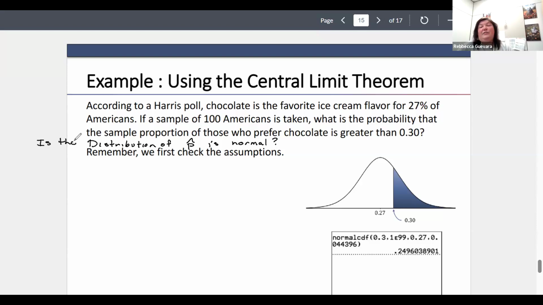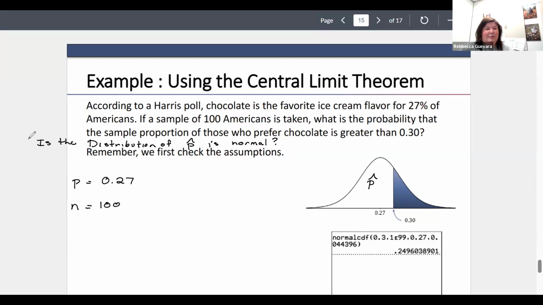According to Harris poll, chocolate is the favorite ice cream flavor for 27% of Americans, meaning that if I look at my sample proportion, it's 0.27. If a sample of 100 Americans is taken, what is the probability that the sample proportion of those who prefer chocolate is greater than 0.3? Okay, so we're looking at a sample size of 100, and my distribution of p hats is what I'm going to be analyzing.